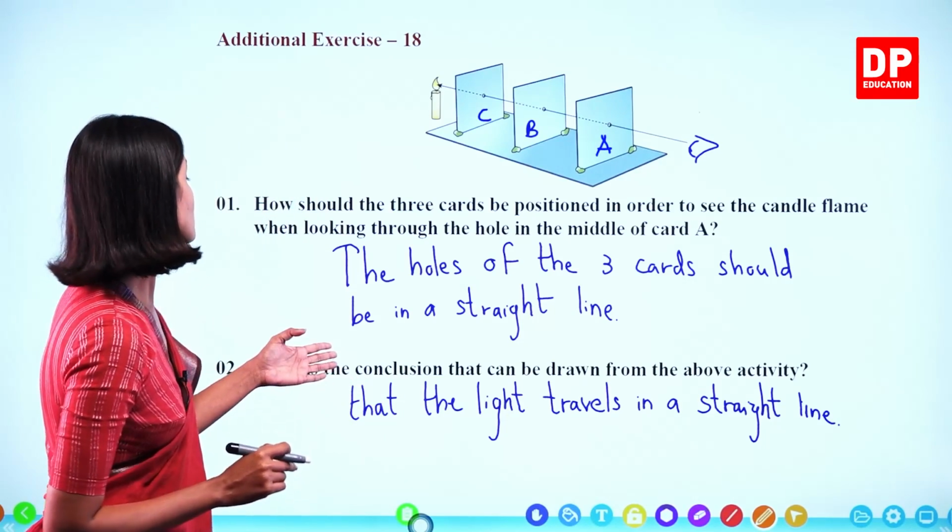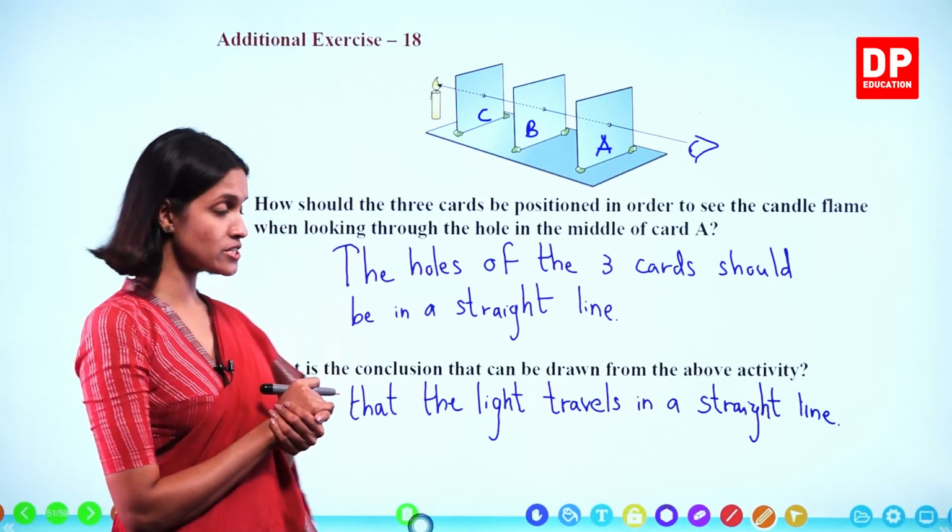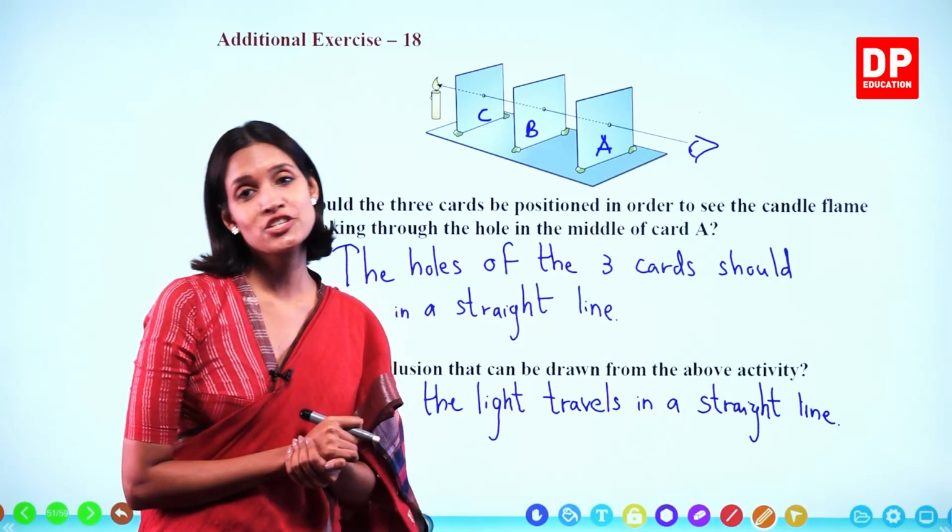Okay, what is the conclusion that can be drawn from the above activity? That the light travels in a straight line. Okay.